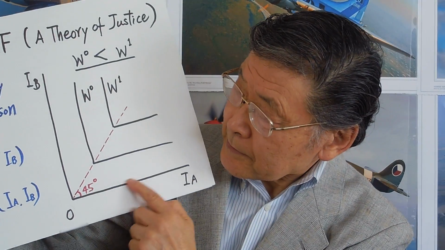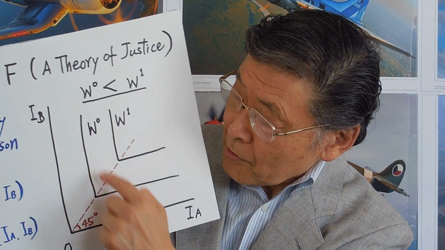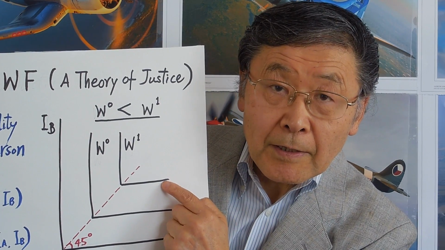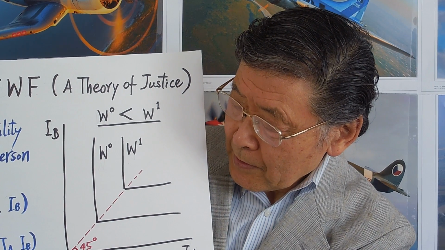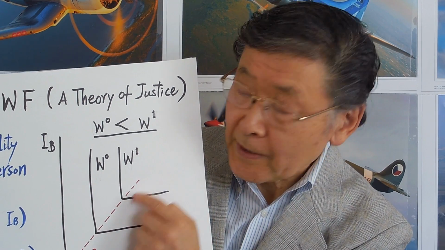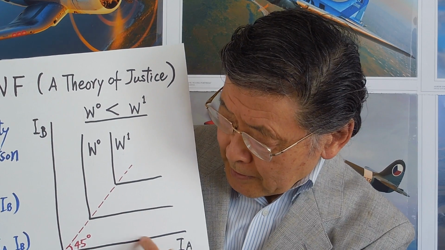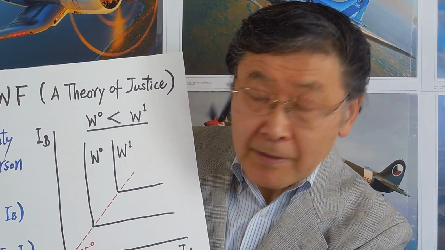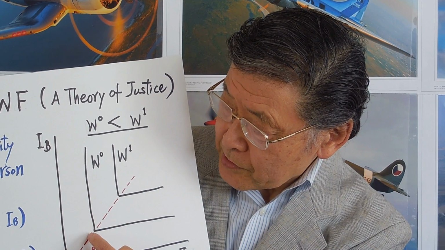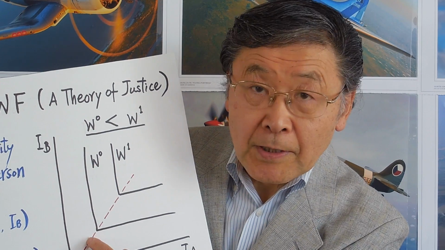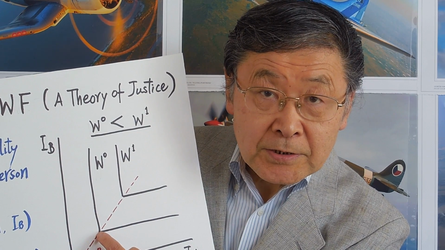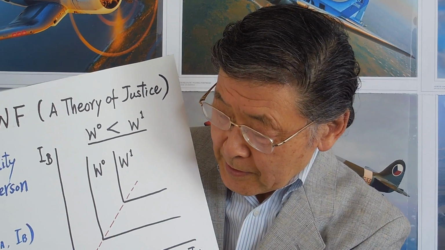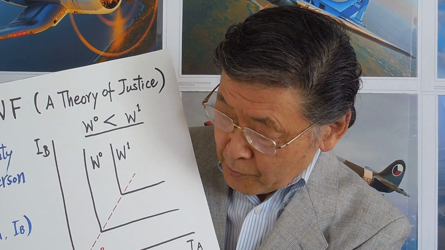In that case, we can draw indifference curves like this. It's an L-shaped curve with a kink here along the 45-degree line. Because if individual A's income is fixed here, the social welfare level is here, W0, and it doesn't change how much the other guy's income increases, because he is only looking at the poorest guy's income level.